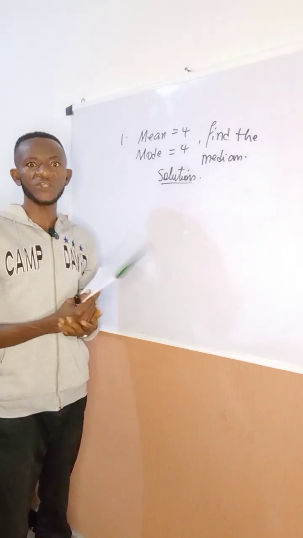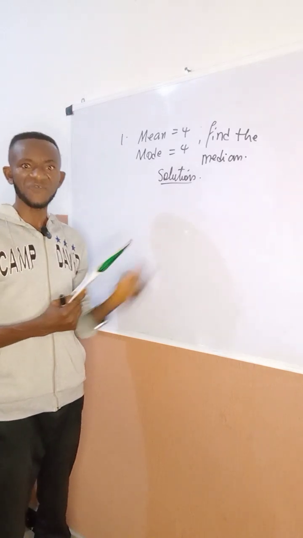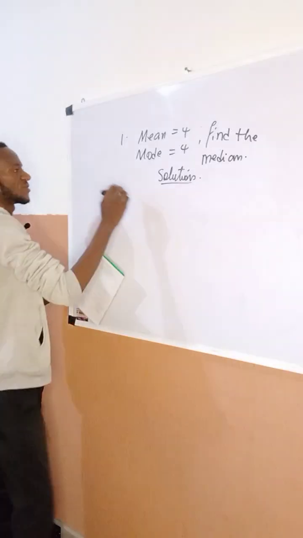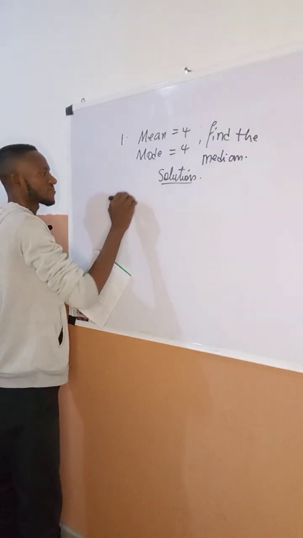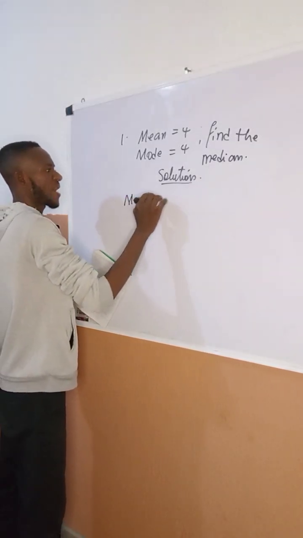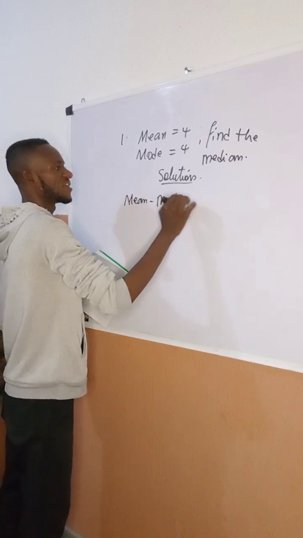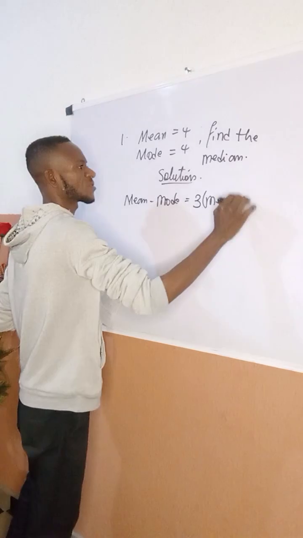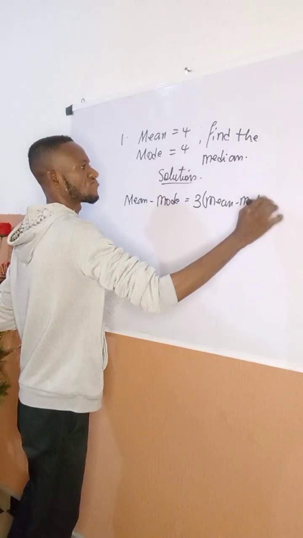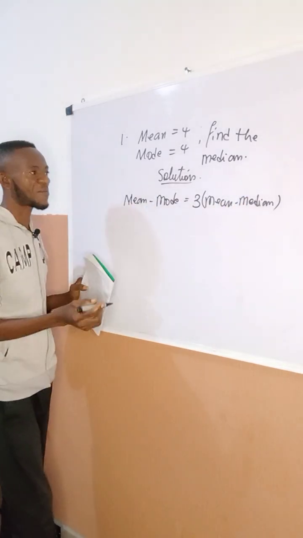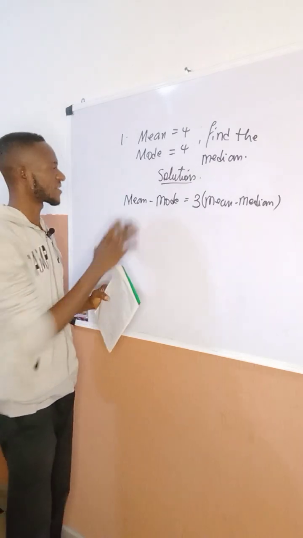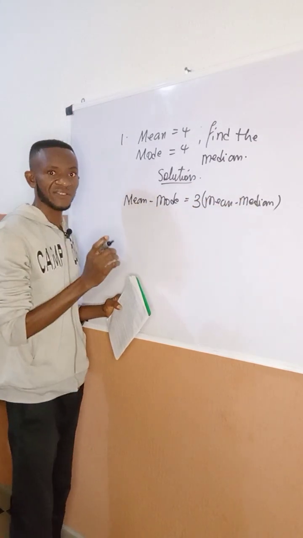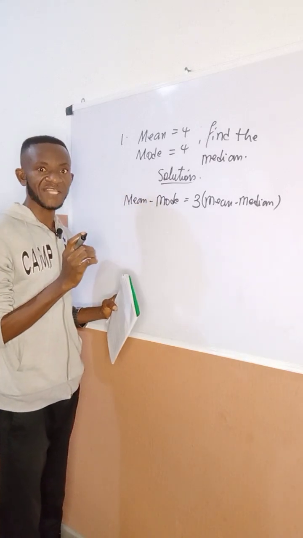So we are quickly going to call it up on the board for you to see before we begin to solve the problem. And the formula states that the mean minus mode is given as 3 into mean minus median. So this is the formula that connects these three parameters. Look at the mean, look at the mode, look at the median. These are measures of central tendency.